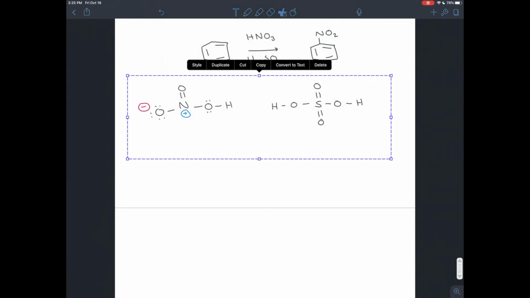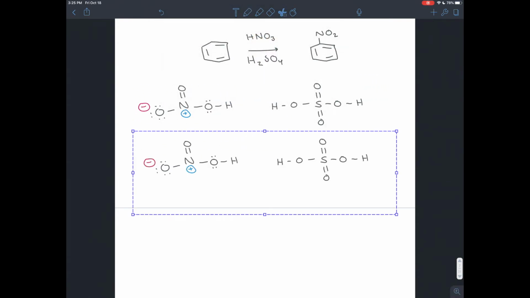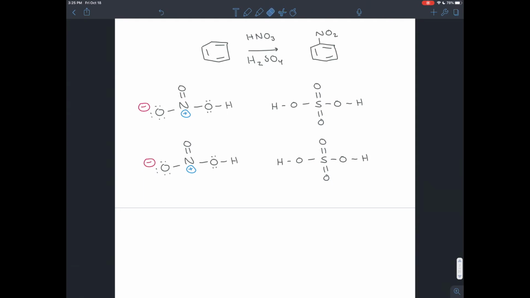Let me just draw those out really quickly so you can see what I'm saying, because it's going to end up being important for the mechanism. Remember, an acid donates H+, that's hydrogens without their electrons, so those would have plus charges. And the electrons that were in the bond, those end up becoming a lone pair.